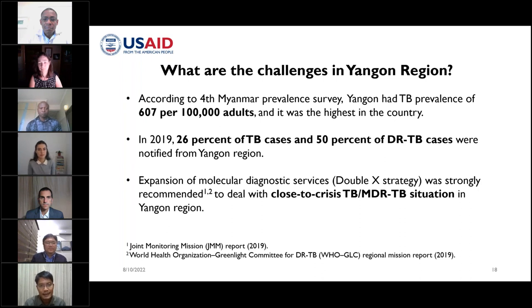With the support of USAID, we conducted spatial analysis for the TB diagnostic network in Yangon region. We chose this specific region because it is believed to be the highest burden region in the country. Moreover, in 2019, more than one-fourth of the TB cases and nearly half of the drug-resistant TB cases were notified from the Yangon region. In 2019, the Joint Monitoring Mission and WHO GSC mission report said that the TB situation in Yangon is close to a crisis situation, so they strongly recommended expanding rapid molecular diagnostic capacity across the region. Next slide, please.